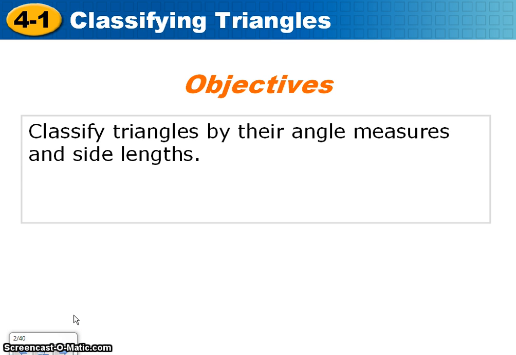So, in the first part of this, we're going to look at classifications of triangles by sides and by angle measures. By angle measures, we can classify a triangle as acute, right, obtuse, or equiangular. By side length, we can classify a triangle as equilateral, isosceles, or scalene.